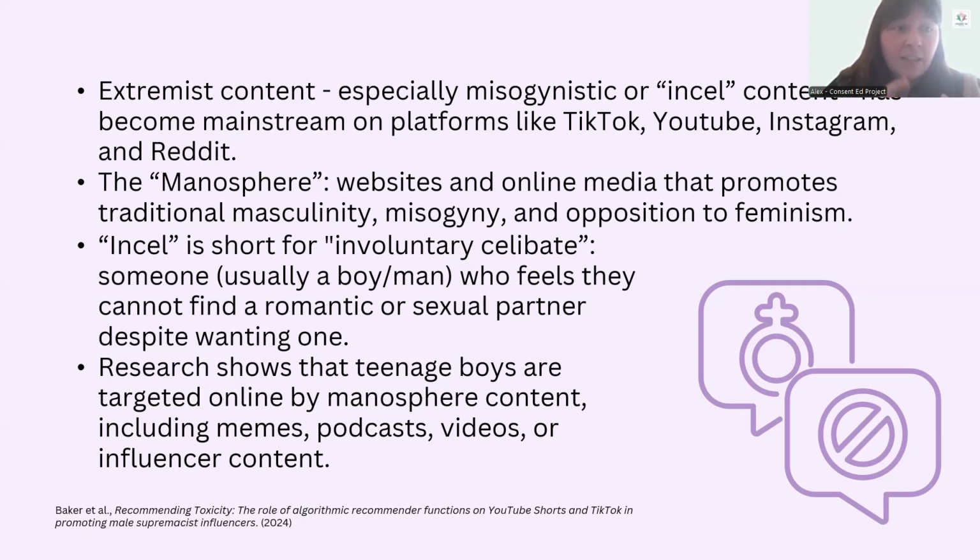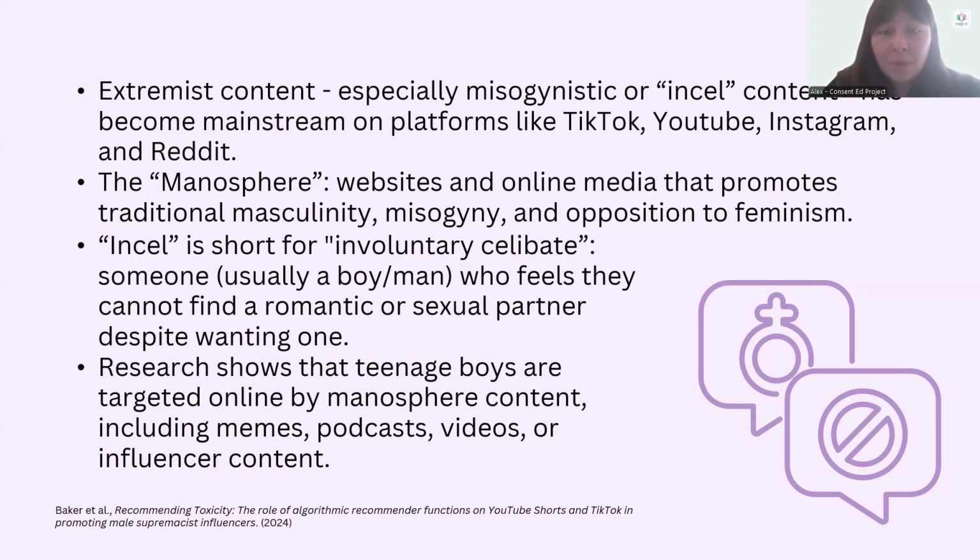So incel is short for involuntarily celibate, and that's when someone, usually a boy or a man, feels that they cannot find a romantic or sexual partner despite wanting one, and also feels like they are owed one because all of our media, films, TV and songs really reinforce that the guy gets the girl in the end. So young men are kind of raised or socialized with the expectation that they are owed a sexual or romantic partner. And when that doesn't happen, they can feel quite cheated or hard done by.